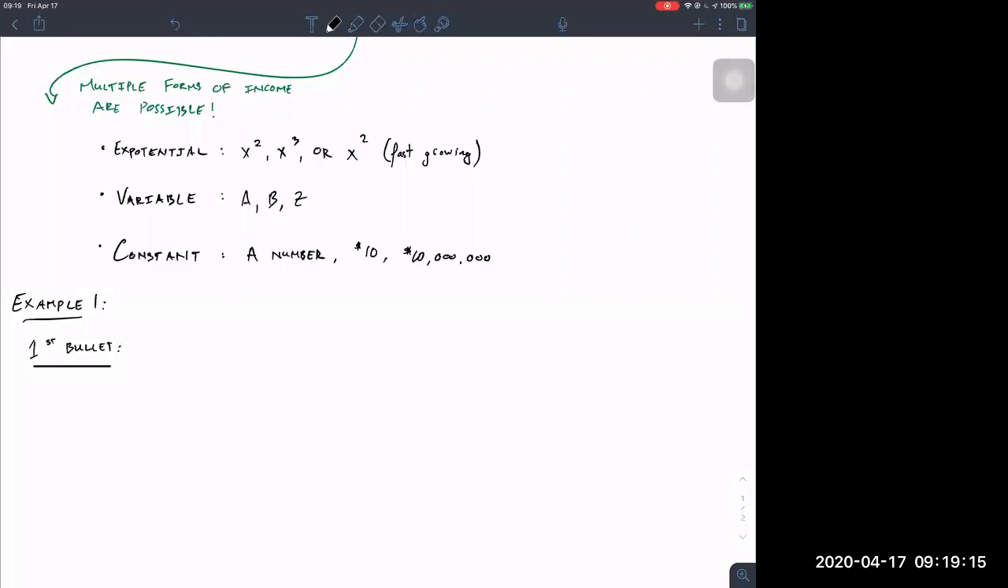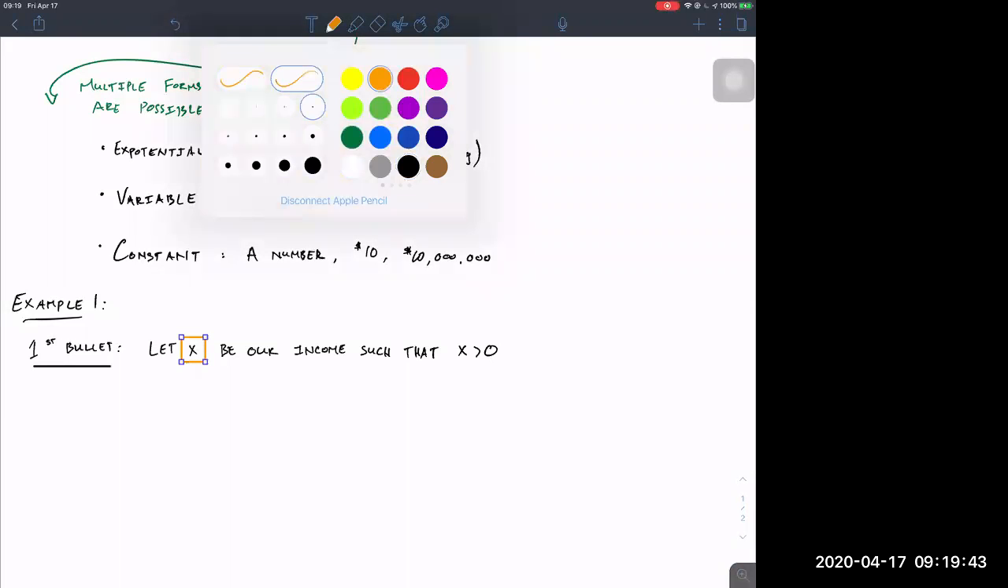So I would say write it in this kind of structure. Let X be our income such that X is greater than 0. That means that the piece we need in our model is obviously this X.